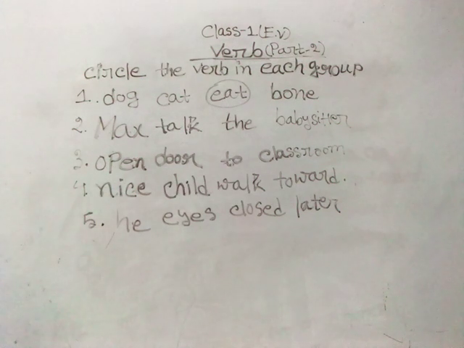Now the second, number 2, is: Max, talk, the, babysitter. Max, talk, the, babysitter. Here the first one is Max. Max can be the name of a boy. So if it is the name of a boy, undoubtedly it's a noun. Okay, so I can't circle it.